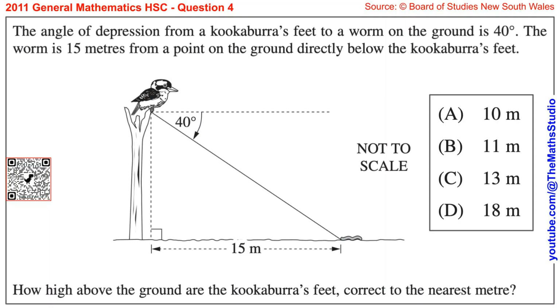Question 4. The angle of depression from a kookaburra's feet to a worm on the ground is 40 degrees. The worm is 15 meters from a point on the ground directly below the kookaburra's feet. How high above the ground are the kookaburra's feet, correct to the nearest meter?